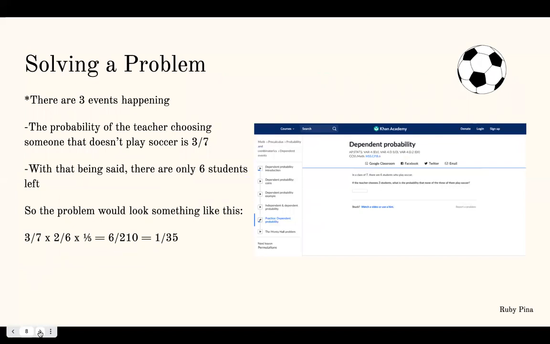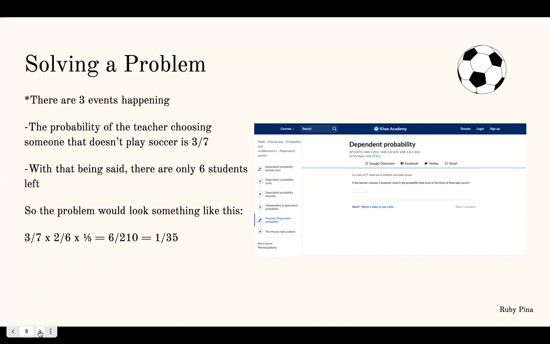So for solving a problem, I chose this question, which is: in a class of 7, there are 4 students who play soccer. If the teacher chooses 3 students, what is the probability that none of the 3 of them play soccer? So there's actually 3 events happening in this situation, and the probability of the teacher choosing someone that doesn't play soccer is 3 out of 7. With that being said, there are only 6 students left.